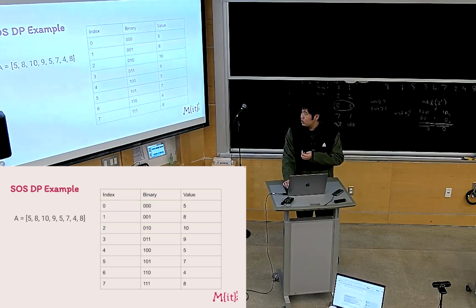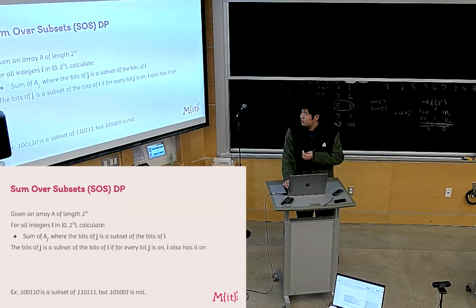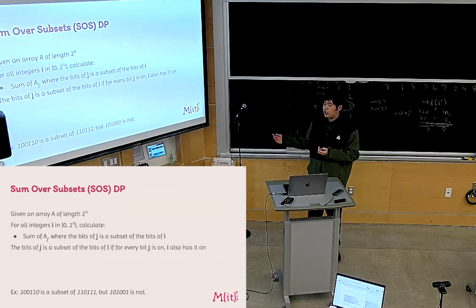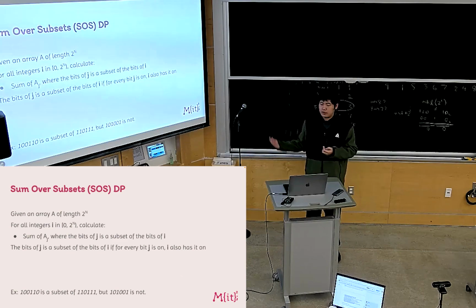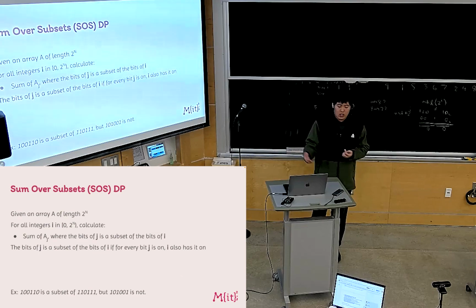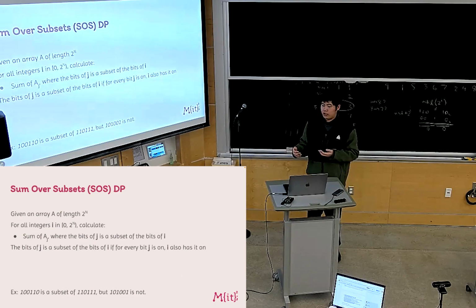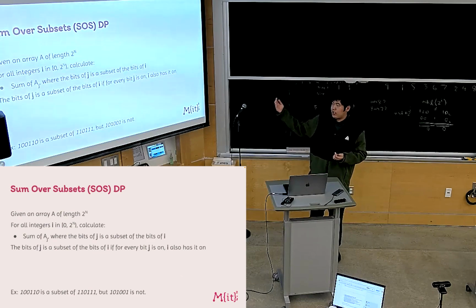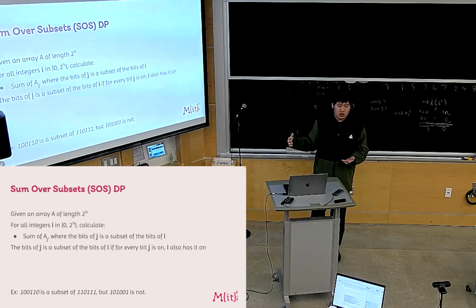Oh, sure. Sorry, let me go back a couple of slides. We defined the subsets of an index I to be the possible indices J where J is a subset of I. And a subset means that if a bit is on in J, then it must be on in I as well, but not necessarily the other way around.